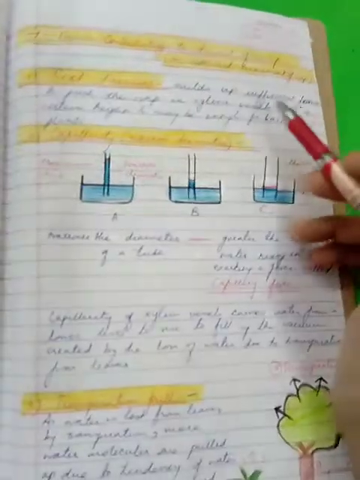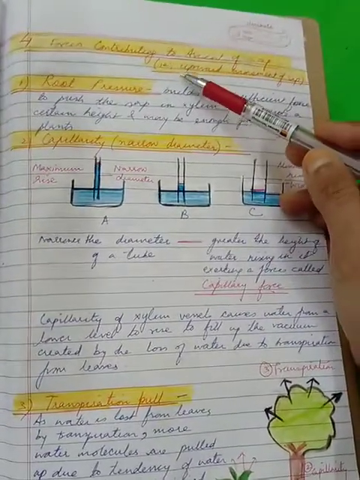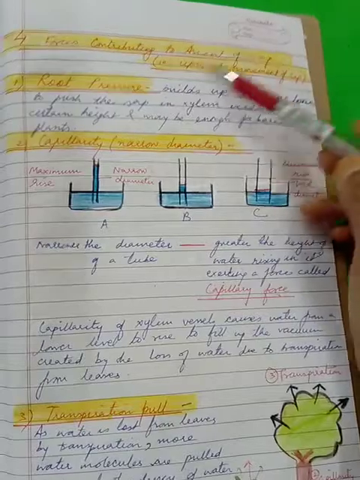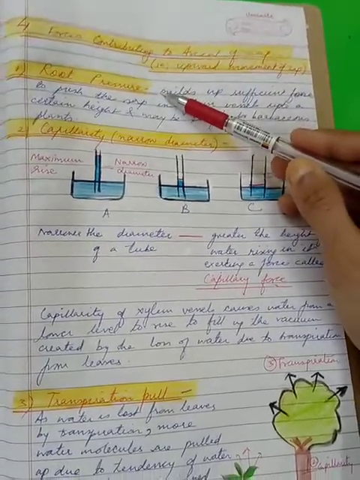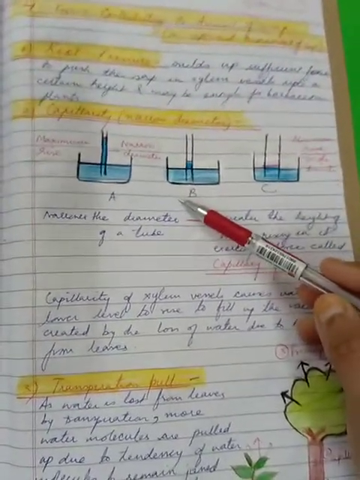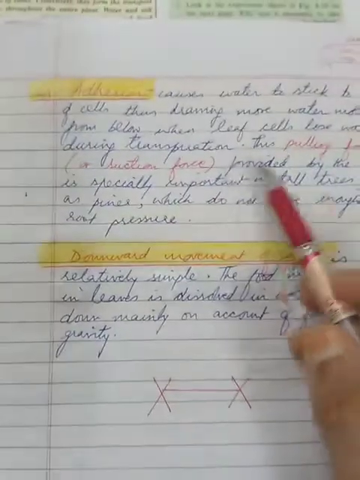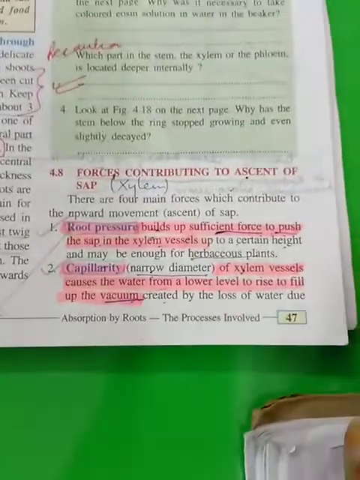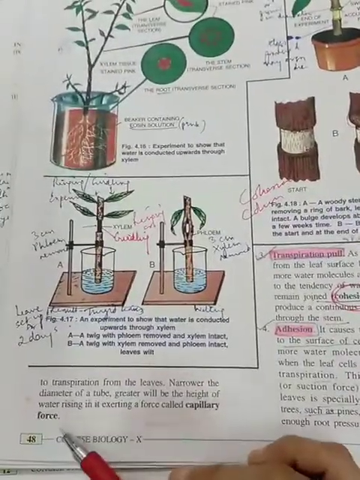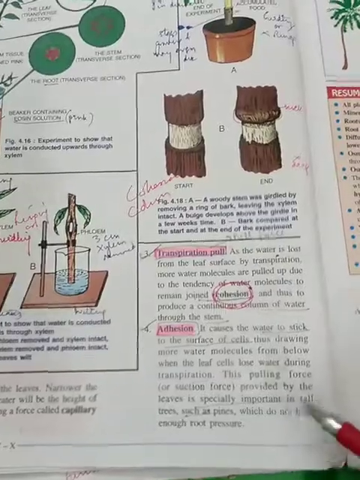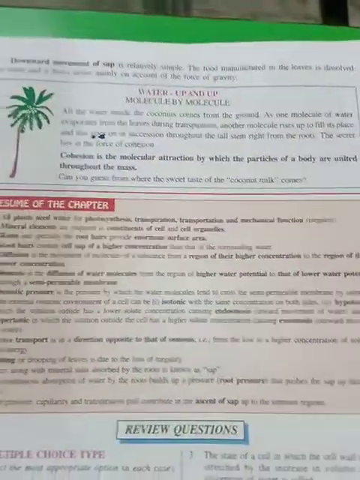Once again, let us finish with this quick revision. Forces contributing to the ascent of sap, or the upward movement of sap. First was root pressure. Second, I told you, is capillarity. Third is the transpirational pull. And fourth is adhesion. In your textbook, children, this is given at page number 47, forces contributing to the ascent of sap, and it ends at page 48. It's written under 4 headings. And this is the last topic of your lesson.